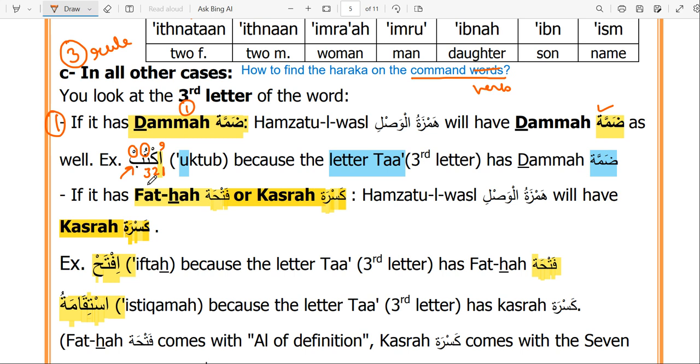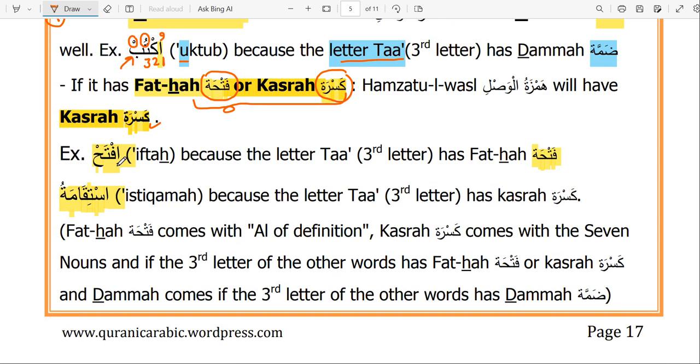So how are you going to read uktub? Because the letter ta, the third letter, has a dhamma. So this is the rule for the dhamma. Now comes the fatha and the kasra, both. This rule applies for both fatha and kasra. What happens when hamzatul wasl will have a kasra? Now ifta, for example, they have given ifta. Ifta means to open. When you are commanding somebody, saying open. And uktub means to write. You are commanding a student, telling him or her to write.